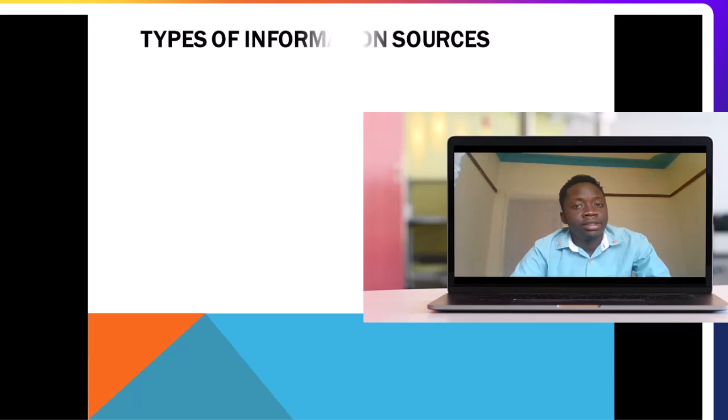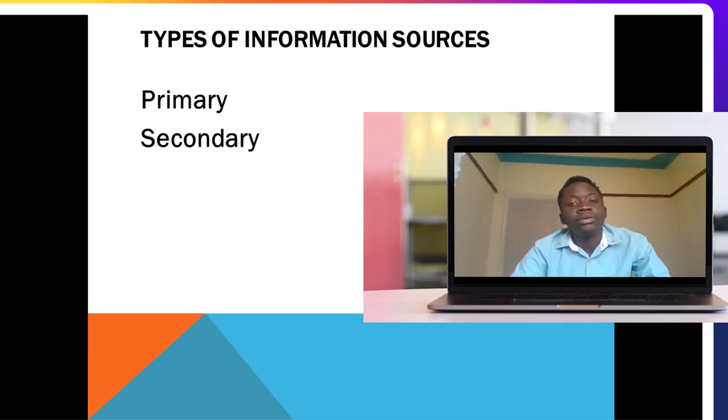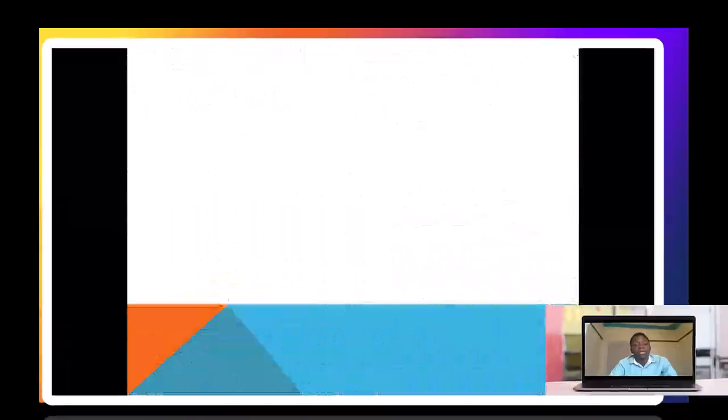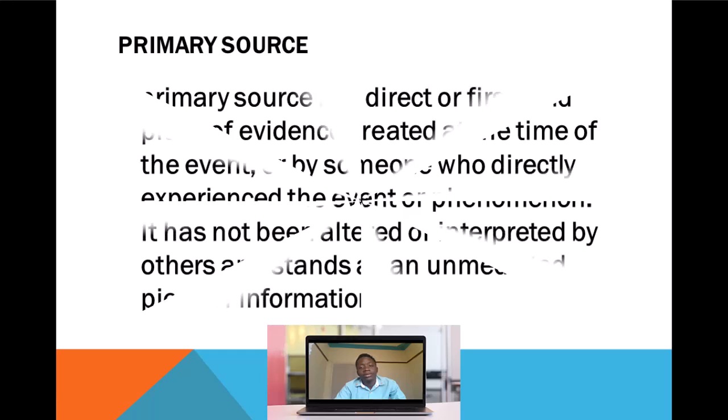Now, what are the types of information sources? We have three main types: the primary source, the secondary source, and the tertiary source of information. We're going to look at them one after the other so that we know what they are all about. We will start with the primary source. What is this primary source of information? That's the first thing we have to ask ourselves.